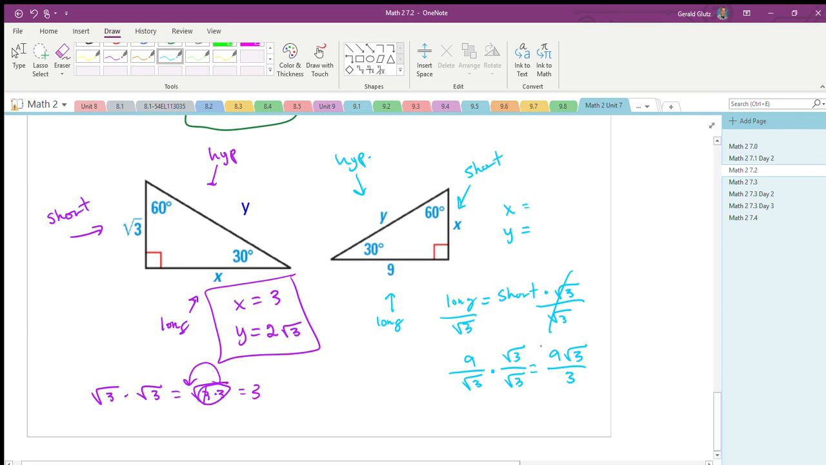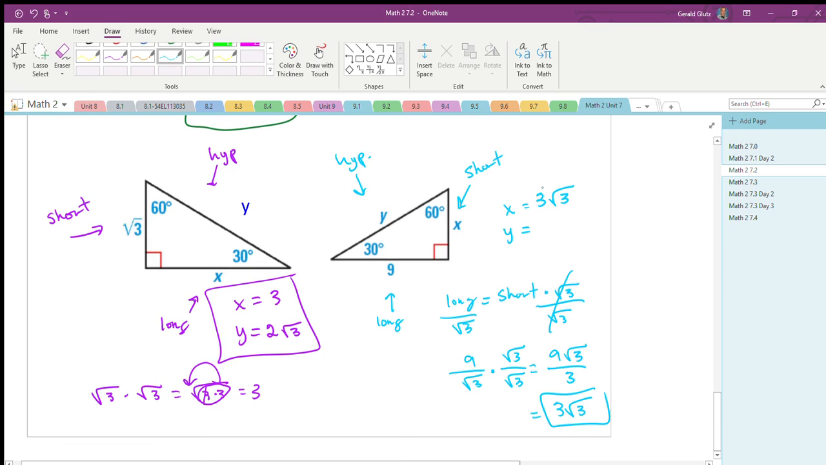Then I look to see if these two numbers have any common factors. 9 and 3, do they have any common factors? Well, 3 goes into both of them. How many times does 3 go into 9? 3 times. 3 goes into 3 once. So the bottom just basically goes away. So 3 root 3 will be the short side.